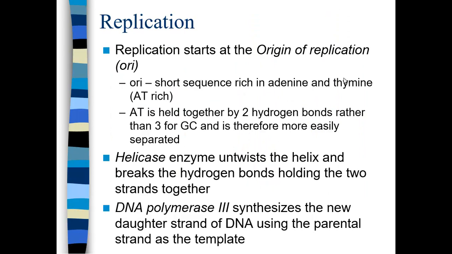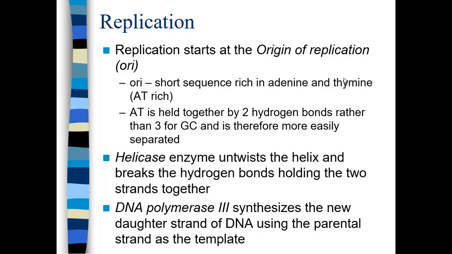So replication starts at the ori, which is the origin of replication. This is a short sequence of DNA that you find on the chromosome that's always rich in adenine and thymine, so it's AT rich. And AT is easier to get apart. It's easier to separate those rails of the ladder because they're only held together by 2 hydrogen bonds rather than 3 for guanine and cytosine. At the origin of replication, helicase will untwist the helix and break the hydrogen bonds, and so it exposes single strands of DNA.